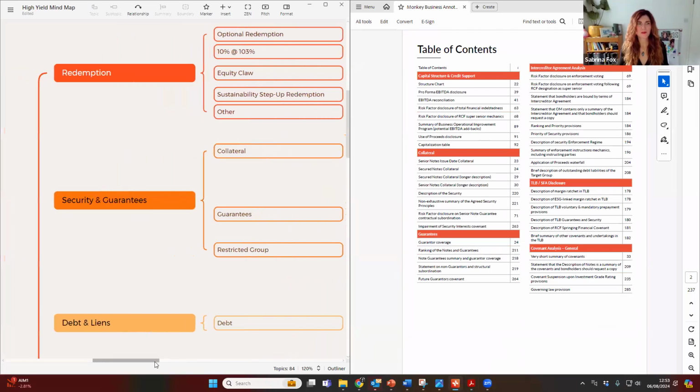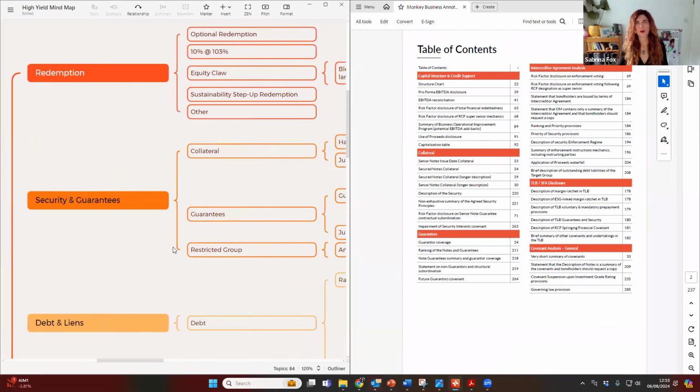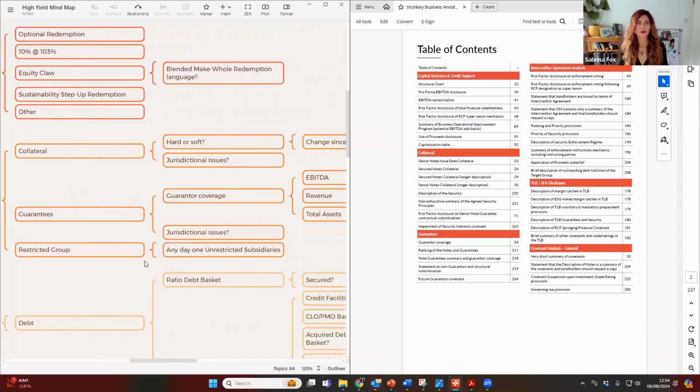Now, like I said, the purpose of the mind map is to take us systematically through a high yield bond analysis. I have already done videos on redemption and also on collateral. So those aspects of the analysis are finished. The next aspect is in terms of security and guarantees, to determine which entities in the group provide a guarantee to the notes. As students of our course will know very well, guarantees are important because they are a debt obligation at a subsidiary where you otherwise would not have a debt obligation absent the guarantee.